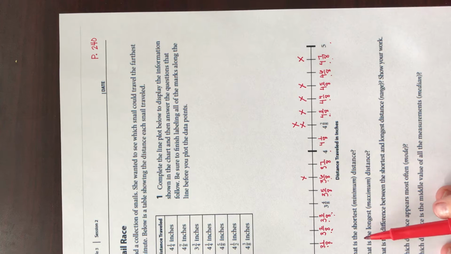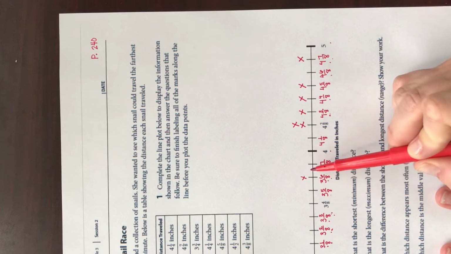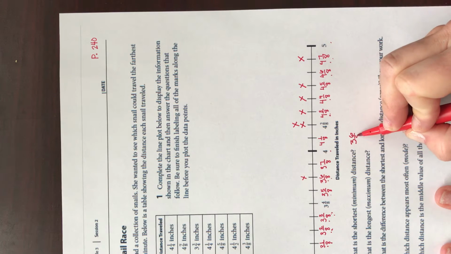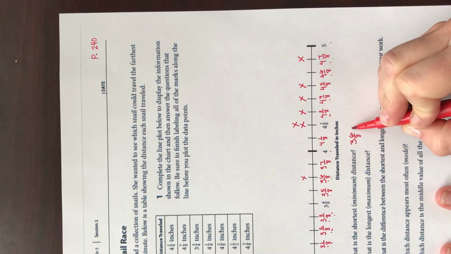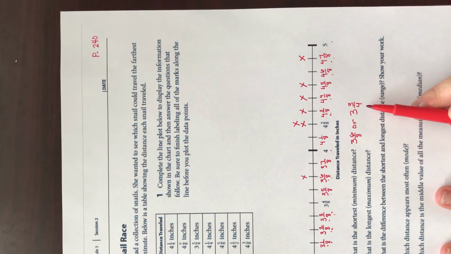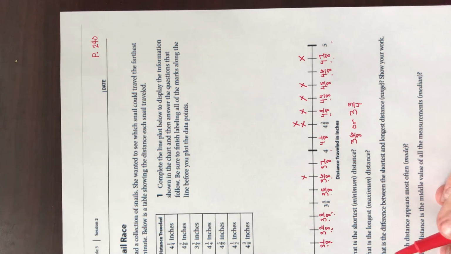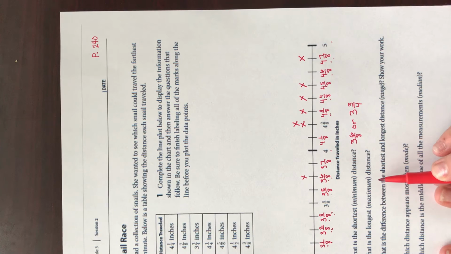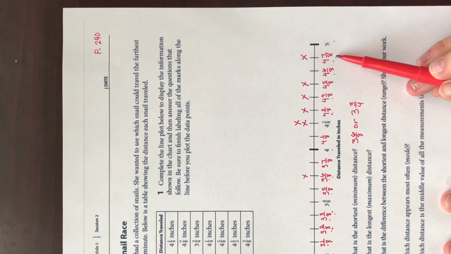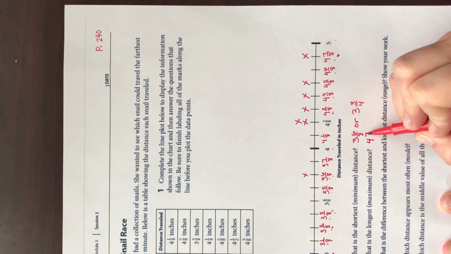Number 2 says, what is the shortest minimum distance? So the smallest marking that we have, the shortest, is this guy right here, 3 and 6/8. And then if you saw on the answer key, it says or 3 and 3/4. That is because 3/4 is equivalent to 6/8. It's just simplified. Number 3, what is the longest? The maximum distance. So the maximum distance is this guy down here, 4 and 7/8. So the farthest is 4 and 7/8.